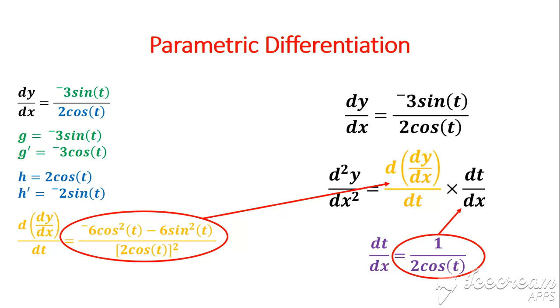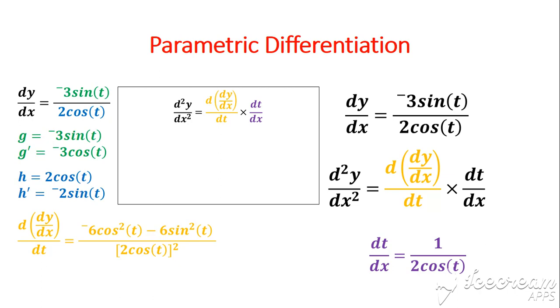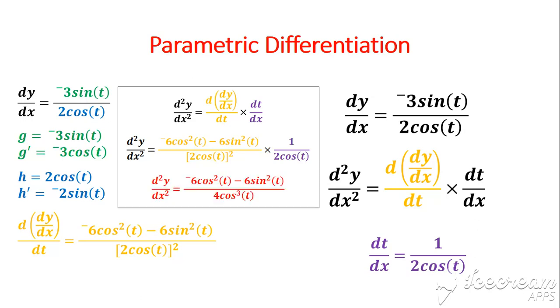We've also worked out dx dt, and we've flipped it upside down to get 1 over 2 cos t. So let's put that all together to get the second derivative. So d squared y over dx squared is going to be equal to our differentiation of dy over dx with respect to t times dt over dx. And when we multiply and simplify it all down, we get this second derivative function.